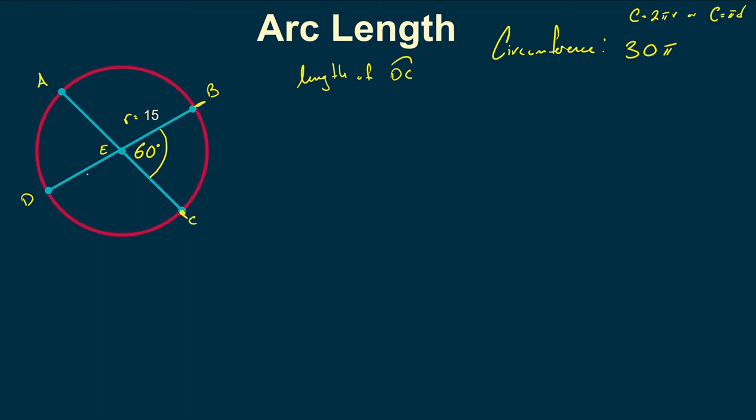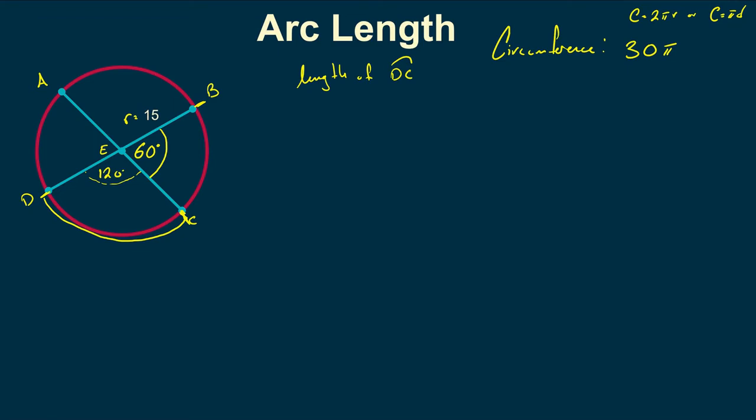And so to do that, remember this, from D to B, that's the diameter. And so that's 180, correct? And so if we subtract the 60, that leaves me with 120 degrees for the arc measure of DC, right? That's what we're trying to find.